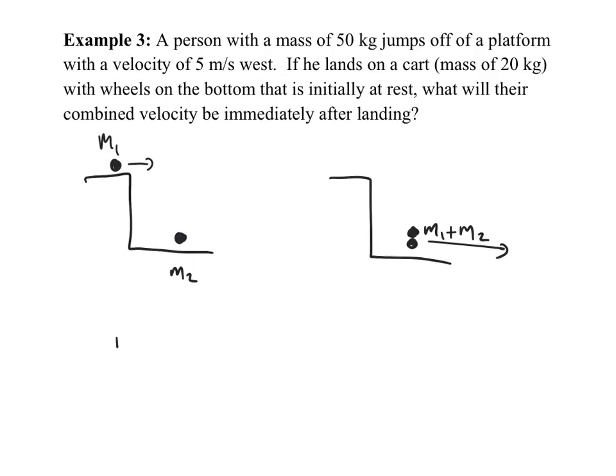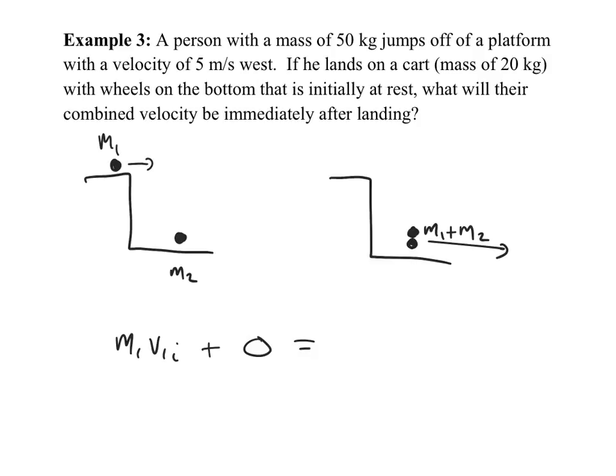Interaction now. We've got m1 v1i plus 0, because the second mass is not moving. This guy is stationary. He's not moving at all. But the first one is, so there is momentum for the first mass. Then after they interact, the first mass lands on top of the second mass, and they move together.